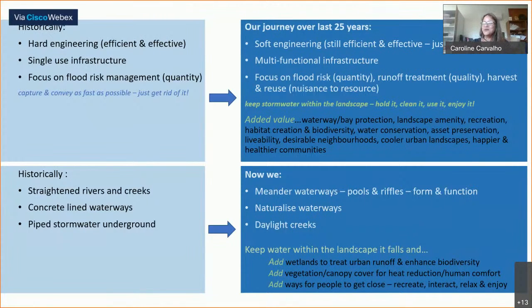So our journey over the last 20, 25 years is really looking at soft engineering, multifunctional infrastructure, not single use, adding more of a focus around a holistic management of water in the landscape, keeping it in the landscape and making use of it in the best possible way. We've added waterways, improvement areas, wetlands. We've looked at vegetation along waterways and canopy cover for heat reduction, human health. We're looking at ways of connecting people to these natural elements that we may have constructed and done ourselves, but we're trying to mimic Mother Nature, so to speak, and make connections between people in these urban centres.